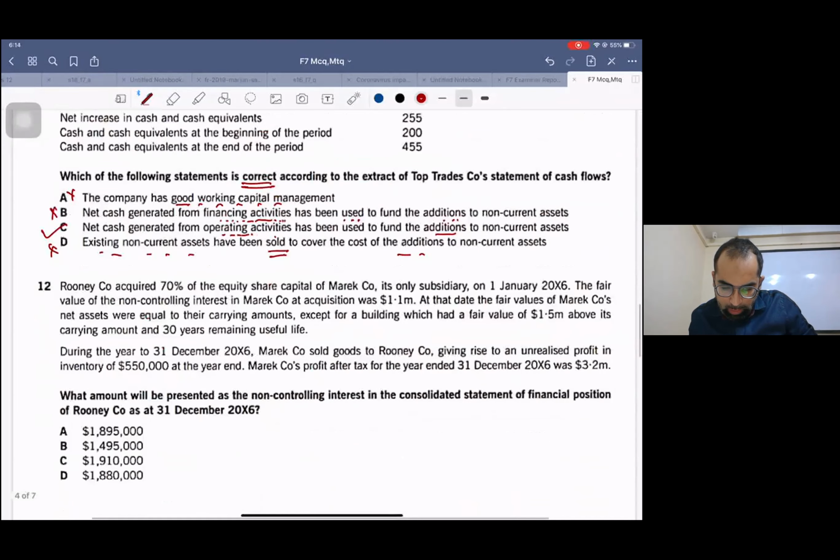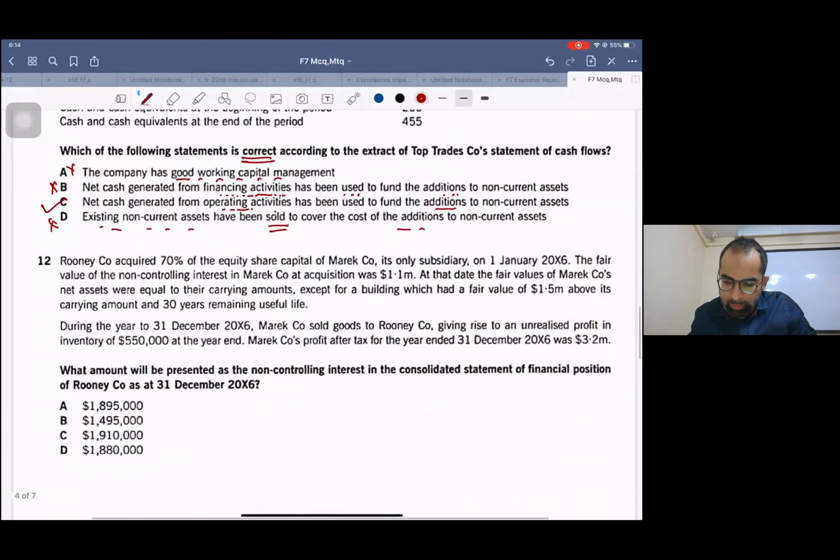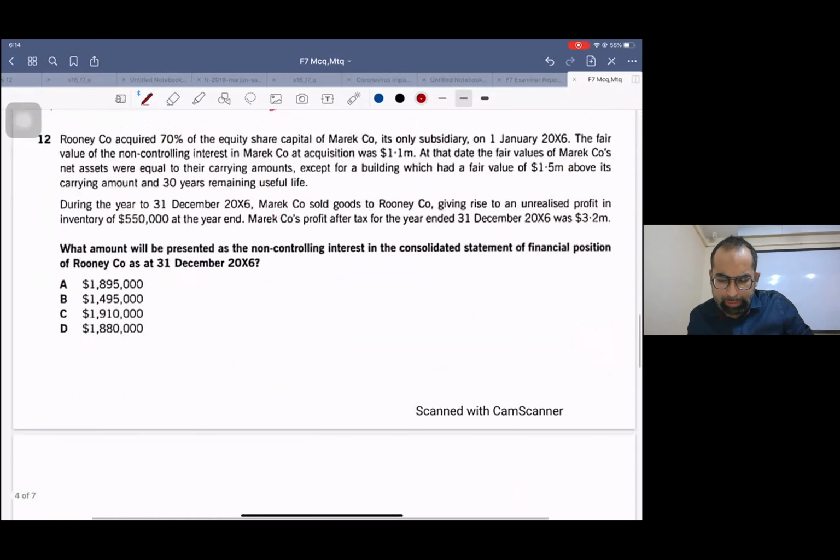Now again, a question of common sense. Question number 12. I think it's not difficult. I'm sure you know about post-acquisition retained earnings. See this, for example, this is only one year, 1st January X6 to December X6.